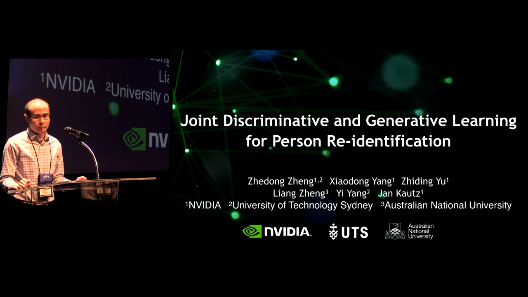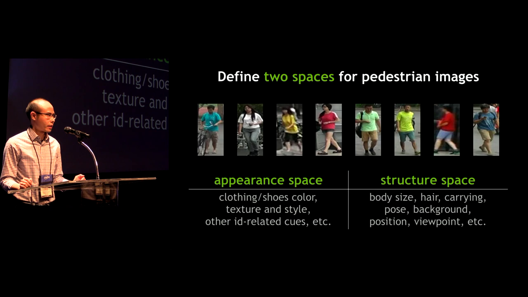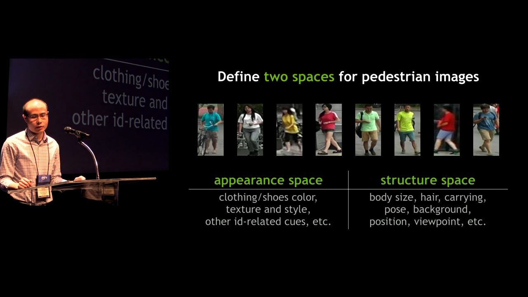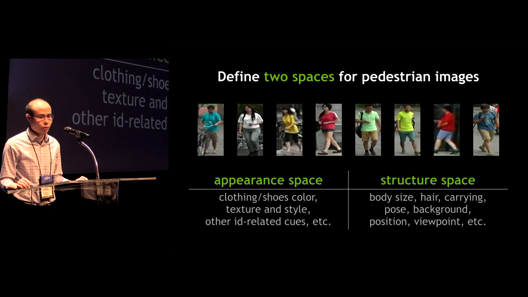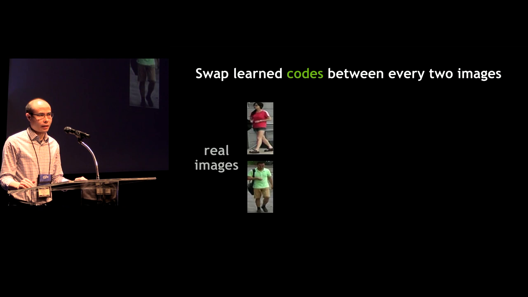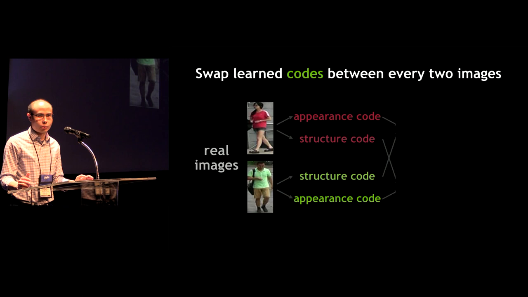Inspired by the recent work using synthesized images to introduce additional augmented data for training, we defined two spaces for pedestrian images. One is the appearance space, which mostly captures the clothing color, texture, and other ID-related cues. And the other is the structure space, which encodes the geometric and positional information, such as body size, pose, background, and viewpoint. We refer to the encoded features in the two spaces as codes, and we then formulate image synthesis by swapping the appearance or structure codes between every two images.